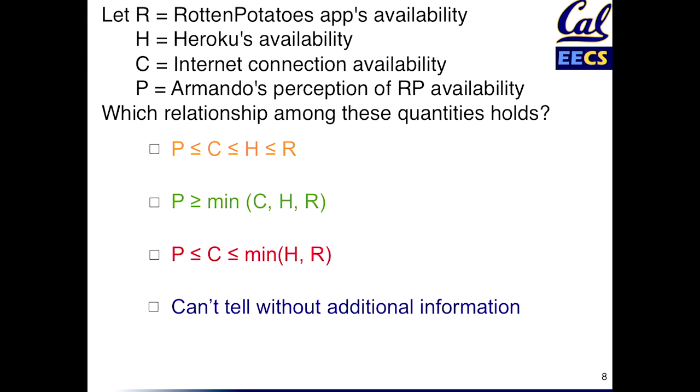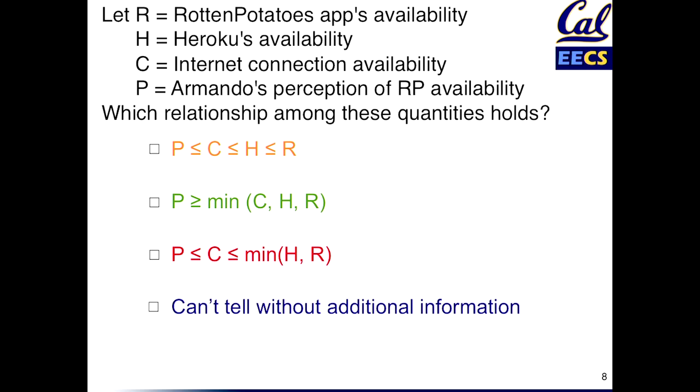So here's an introductory question about these, and this is just a concept question to illustrate why some of these concepts are a little trickier than they might appear. Let's suppose that R is some measure of the availability of Rotten Potatoes. The simplest measure we can think of is what percent of the time it's working. 100% means working all the time. 0% means it's permanently down.